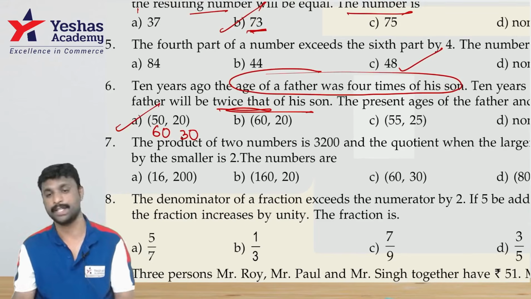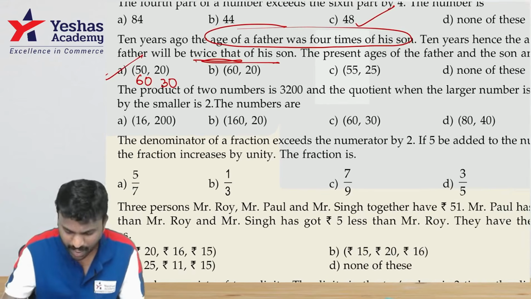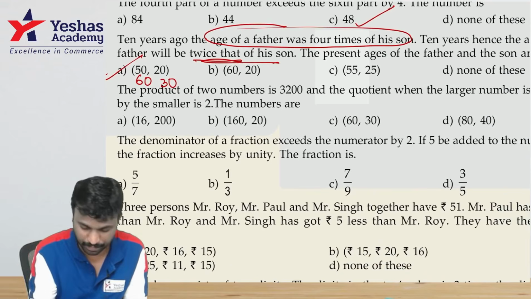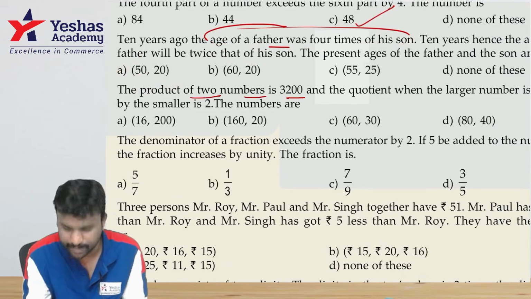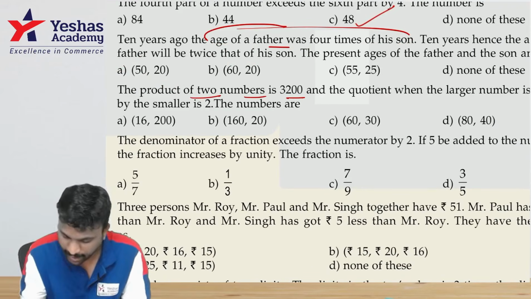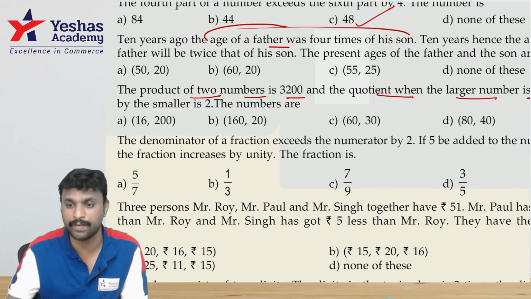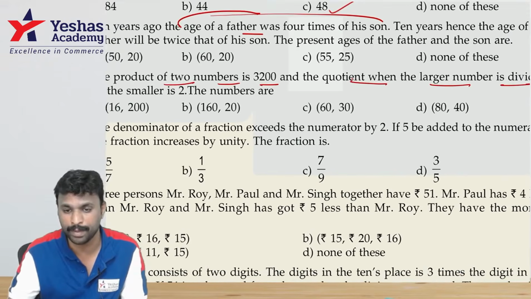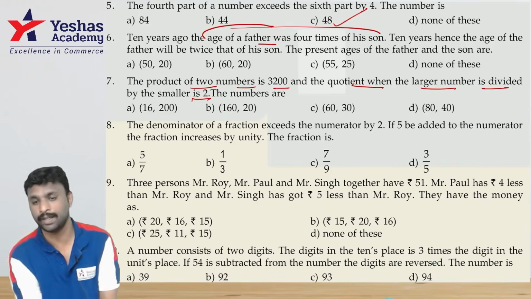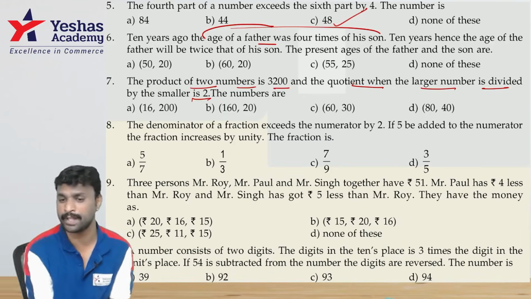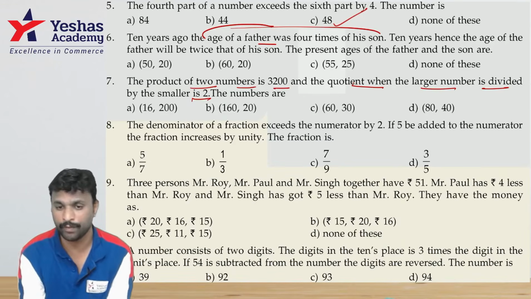Option A would satisfy the equation. I'm sorry, the conditions. Is it clear? Question number 7. The product of the two numbers is 3200. The quotient when the larger number is divided by the smaller number is 2. Okay, the quotient obtained on dividing the larger number by the smaller number will be what?